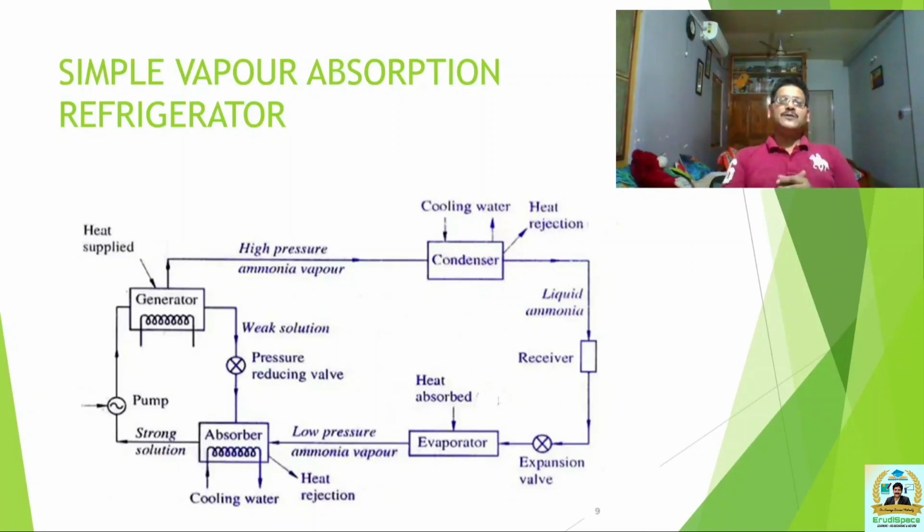Another type of Vapour Absorption Refrigeration System is your lithium bromide water Vapour Absorption Refrigeration System. In that case, lithium bromide works as an absorbent and water works as a refrigerant. But as far as the function is concerned, it works exactly in the same way in which the simple Vapour Absorption Refrigeration System using ammonia and water works.